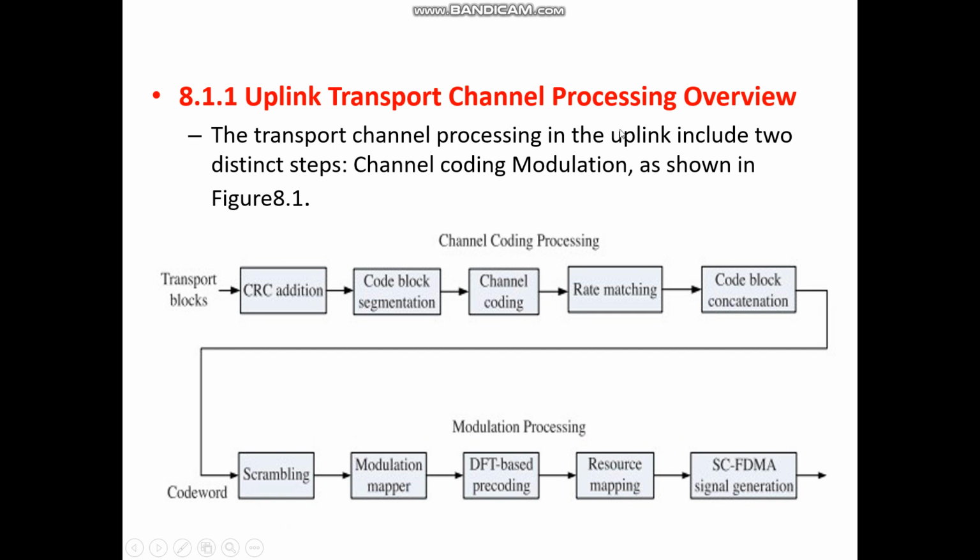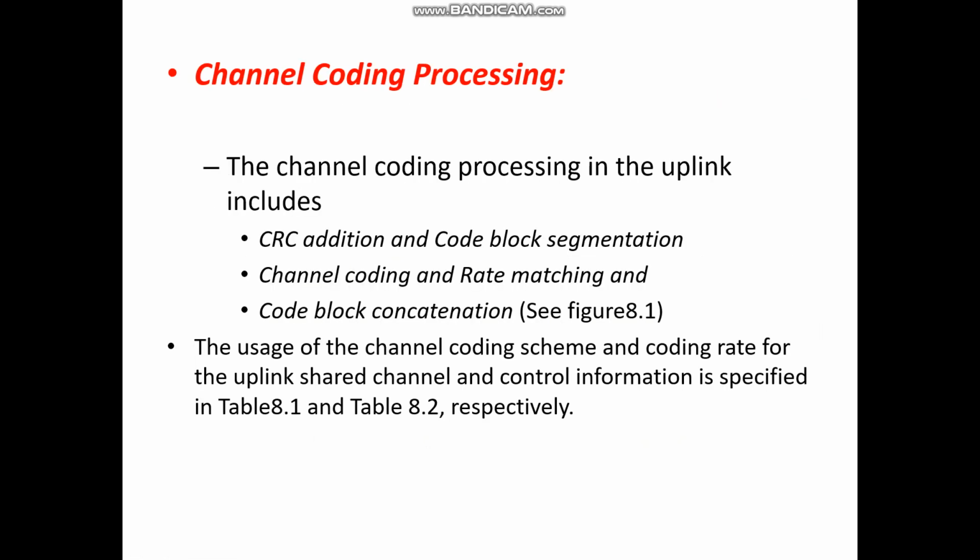Here is the uplink transport channel processing overview, where you can see channel coding processing is one part, modulation processing is another part. Channel coding processing involves CRC addition, code block segmentation, channel coding, rate matching, and code block concatenation. Whereas modulation processing has scrambling, modulation mapper, DFT based precoding, resource mapping, SCFDMA signal generation. Let us go through these two major steps.